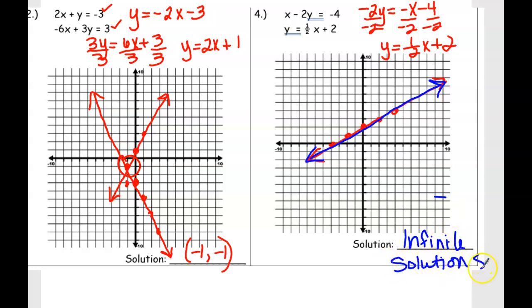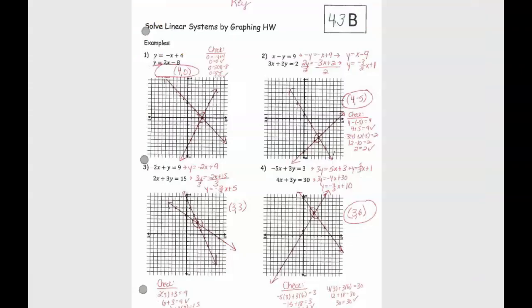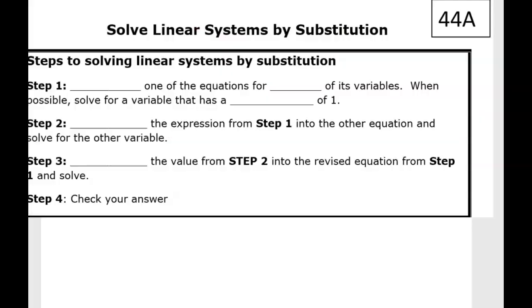All right, so that's an example of the warm-up. For homework, you should have completed 43B. So if you want to go out to Schoology and look at the answer key that's out there, you can check your homework. But let's get into today's lesson.